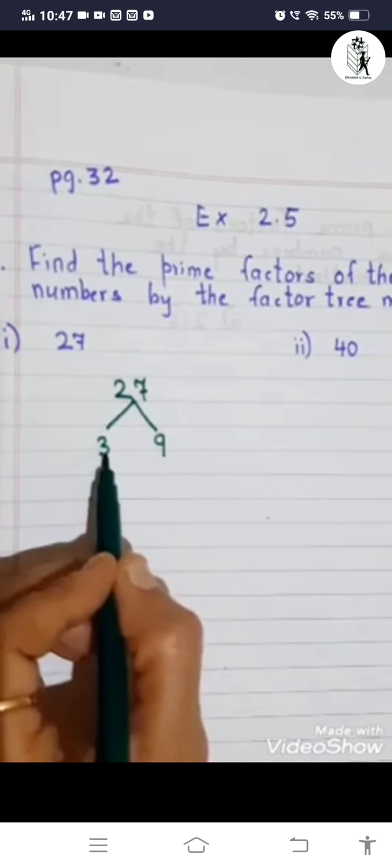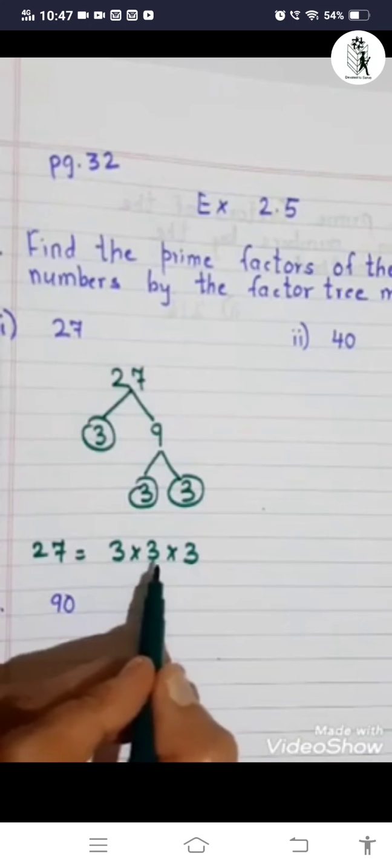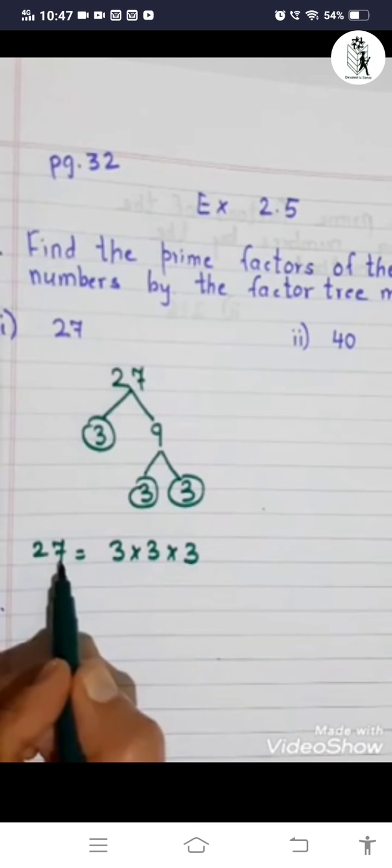Remember, do not write this 3 as 3 and 1, because 1 is neither a prime nor a composite number. Remember not to write 3 into 1 in that way. Now the last stage is 3, 3 and 3. You have to write like this: 27 is equal to 3 into 3 into 3. Again you have to check, 3 3s are 9, 9 3s are 27.